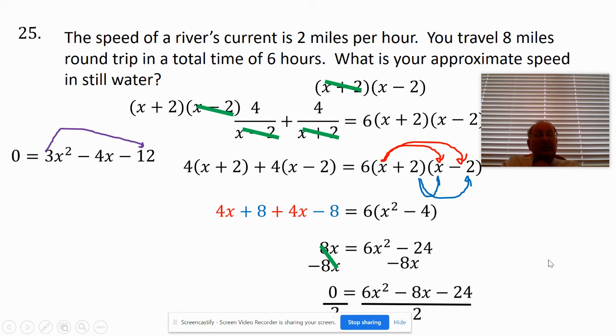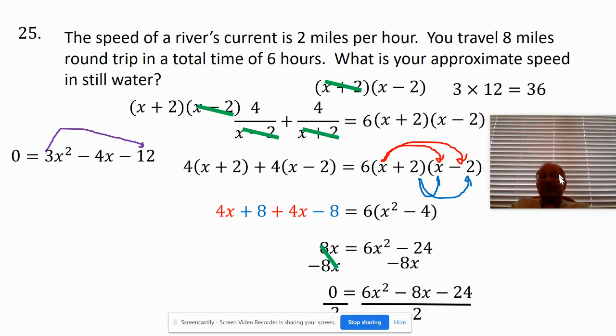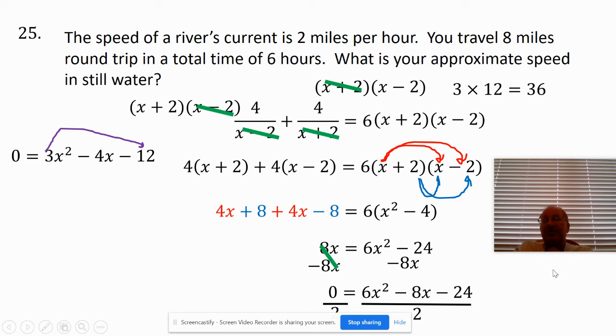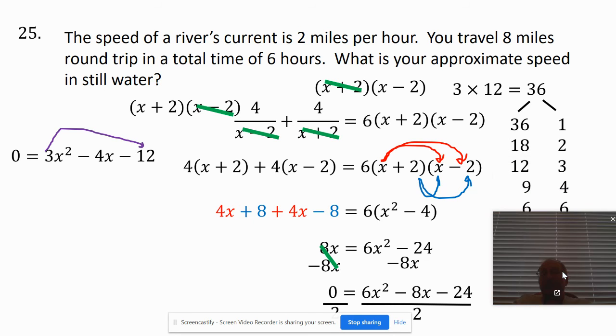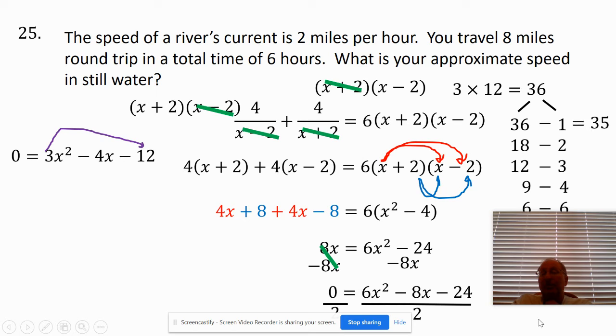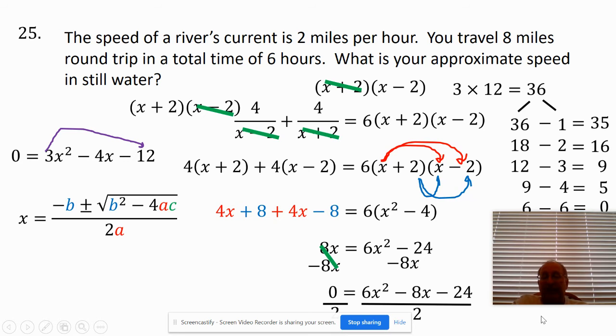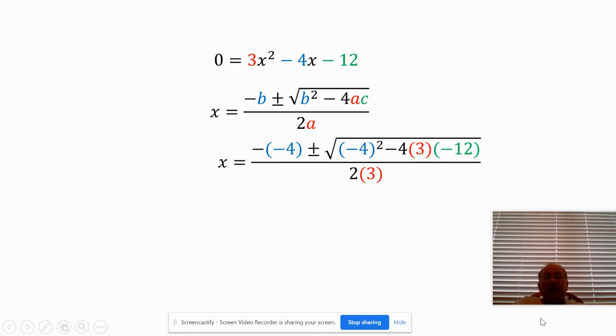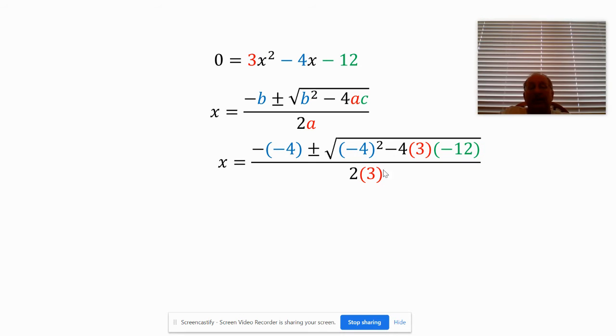And I'll be very honest. If I try to take 3 times 6, I get 36. If I try to factor it, none of those numbers subtract to make 4. So that means I'm going to have to go to the quadratic formula, where a is 3, b is negative 4, and c is negative 12. And do the work here.